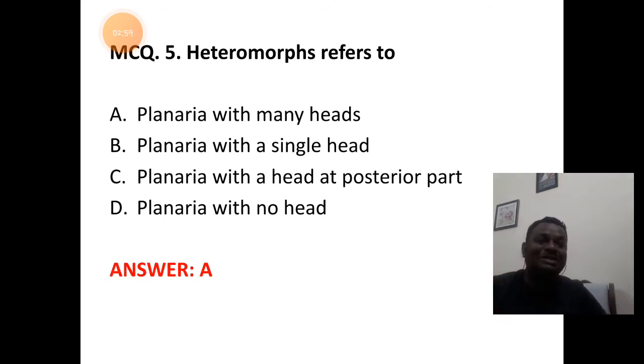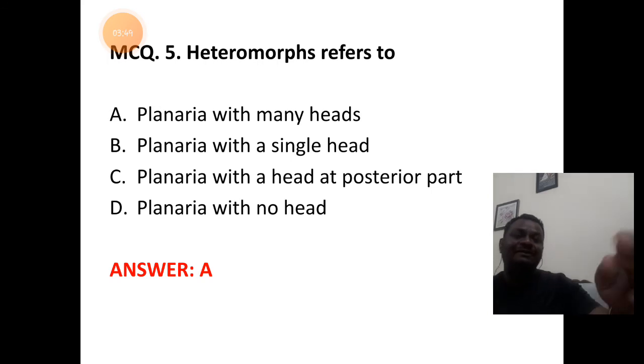But we do have one more concept. You can see option C and D. Planaria with a head at posterior part. Planaria with no head. They are also abnormal Planaria. Remember that. They can also be included in the heteromorph condition, but they occur only when there is a mutation. Otherwise, only when we transplant the gene location or the gene part. Otherwise, when you just slit the anterior region of the head into many parts, each part will develop into head, giving the appearance of a single Planaria to have many head structures. So most appropriate answer among these four will be A.